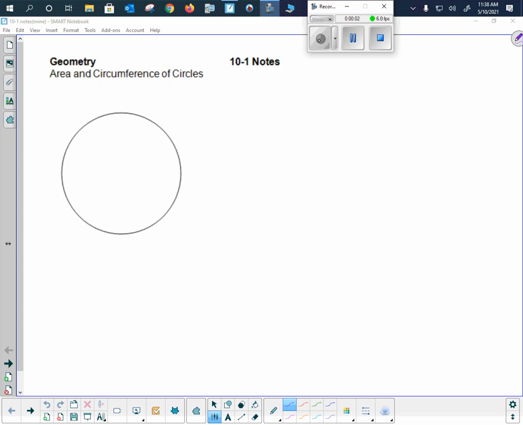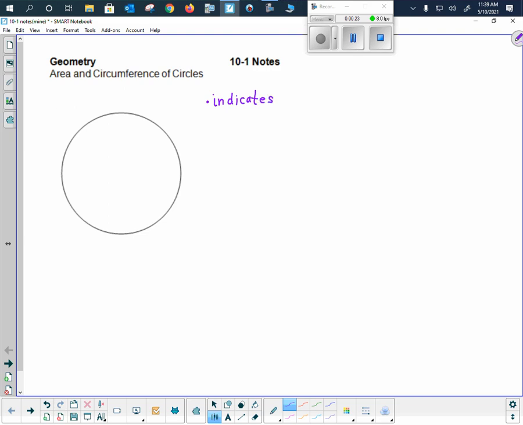Right, so in section 10.1, we're looking at area and circumference of circles. So you've got a nice circle there. Let's just write a few equations and definitions out here that we need to know. First things first, a dot is going to indicate the center of a circle. So that's going to be super important throughout this chapter.